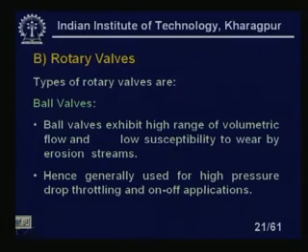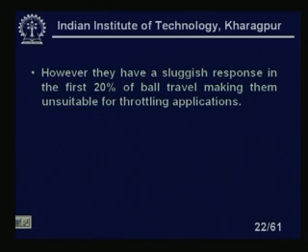If we need a high pressure drop, cavitation will be very severe, because when the flow comes to the outlet point there is a pressure drop below the vapor pressure and vapor forms, and erosion will start at the outlet range. So the seat and all those parts will be damaged. Hence they are generally used for high pressure drop throttling and on-off applications. However, they have a sluggish response in the first 20% of the ball travel, making them unsuitable for throttling applications.